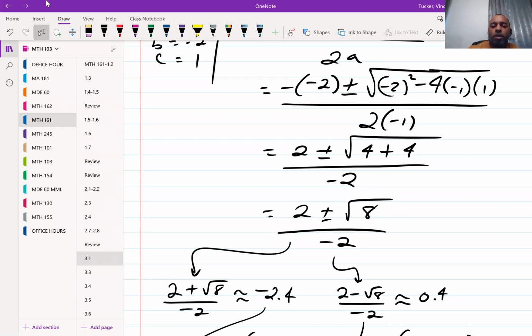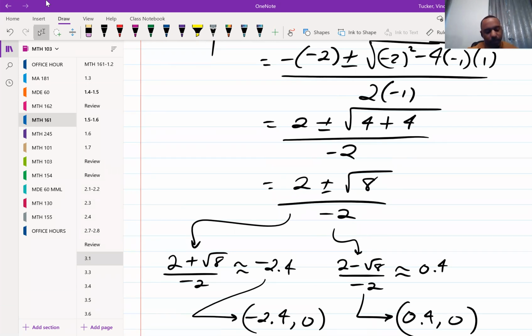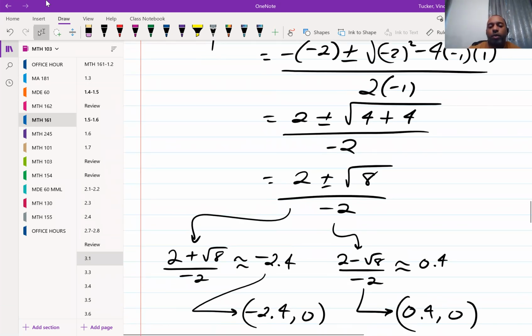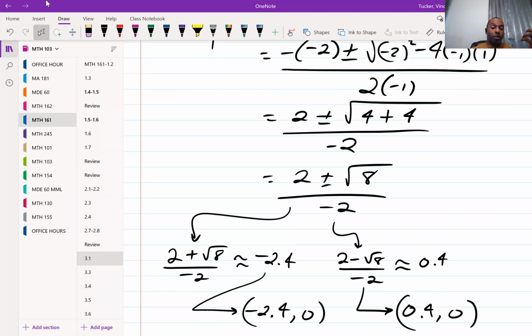All right, so scrolling up, all we needed was points. We didn't worry about writing the exact answer because we're talking about graphing, so we need the numerical value. I just went ahead and converted it using the calculator. 2 plus square root of 8 over negative 2 gave me negative 2.4. 2 minus the square root of 8 over negative 2 gave me 0.4.